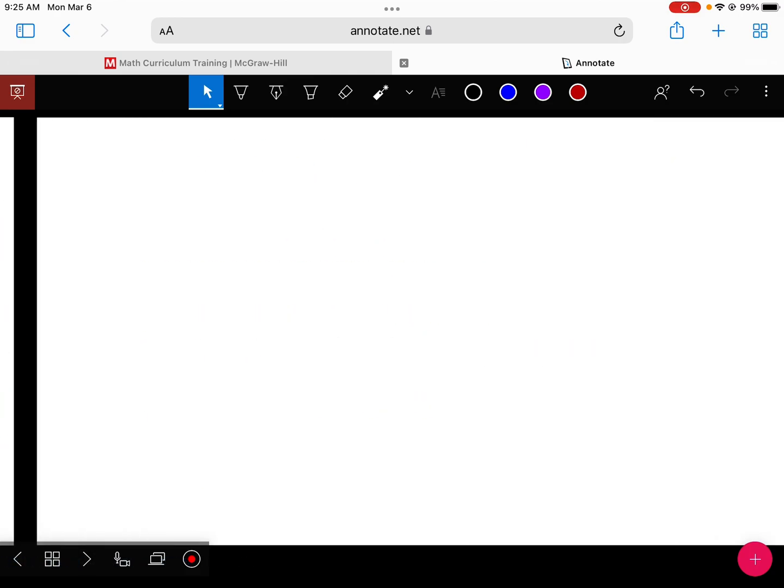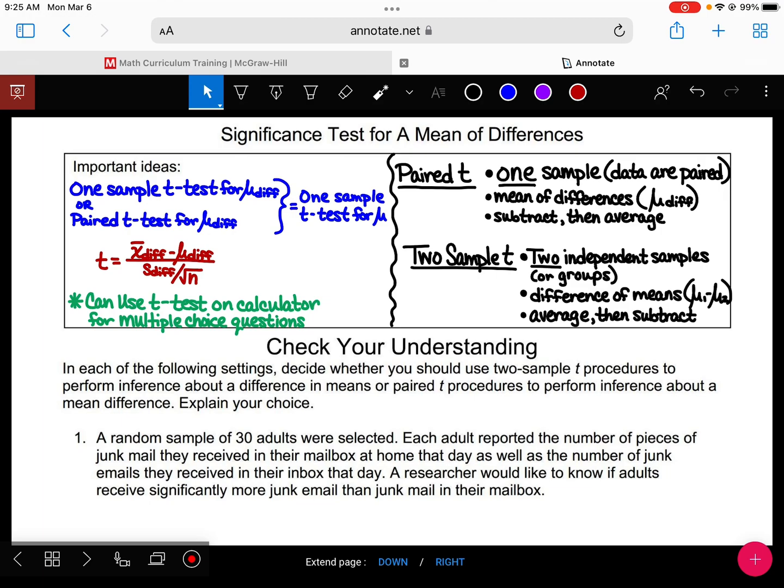All right. Big ideas. One sample t-test for mu diff or paired t-test for mu diff. That's the same thing as a one sample t-test for mu. We're going to use those same formulas there.